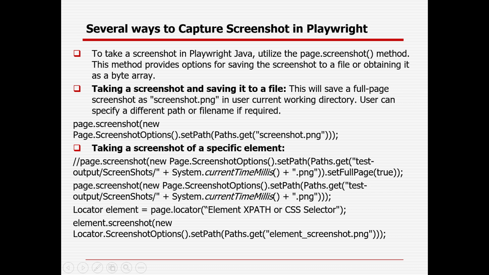If you want a screenshot of only the visible area, you can call the other option as mentioned. And if you want to do it at the locator level, you first identify the locator with the help of an ID, XPath or CSS selector. After that, with that particular locator element or object, we can call the screenshot method, with new locator.screenshot options, setPath, and you give the path and the screenshot name. So these are the different ways we can deal with screenshots.